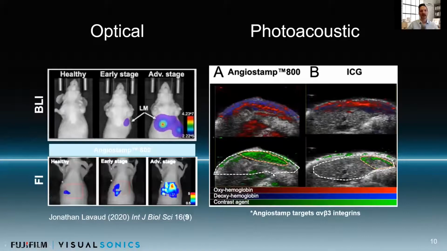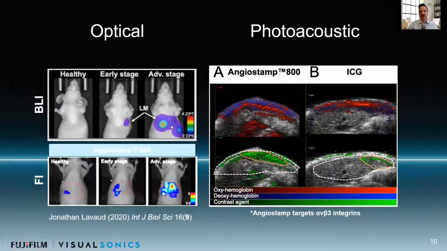This is from the same paper. And again, we've got another comparison here between whole body optical imaging, both bioluminescence, where those tumor cells are bioluminescing, and fluorescence as well, looking at the AngioStamp with fluorescence.